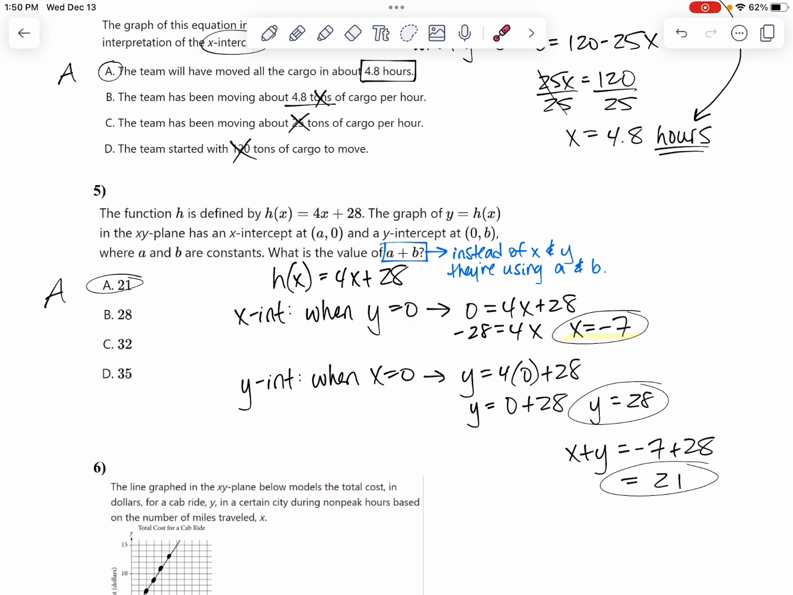That's the x. When you want to find the y-intercept, you plug in 0 for x, so the 0 goes right here, and you solve it, and you get 28 for y. And the answer that we have to put is a plus b, which means I am going to add these 2 numbers together, which gives me 21 as the sum, and that is why A is the answer for that one.